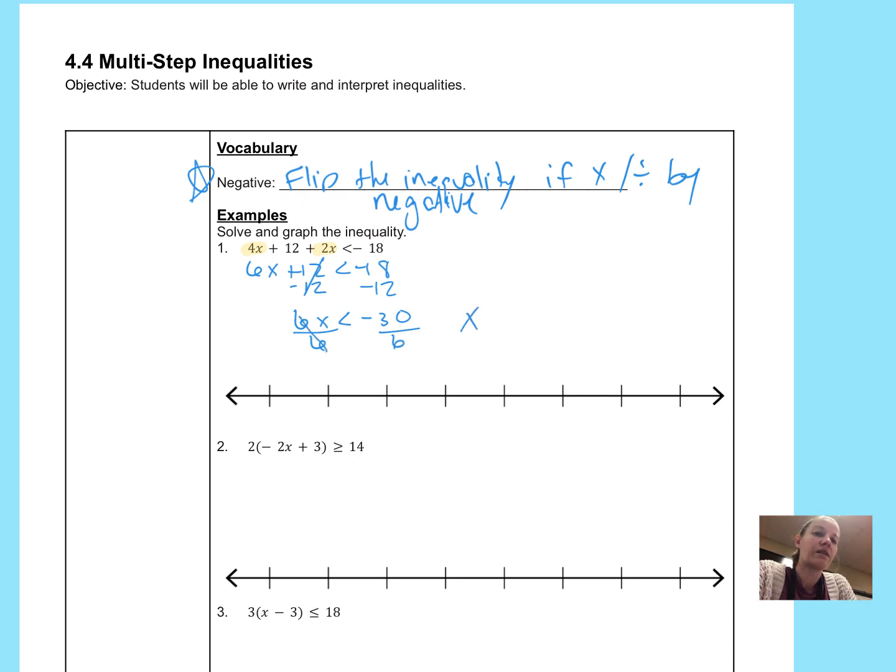X is going to stay less than, because yes, I'm dividing, but I'm dividing by a positive 6, so the sign stays the same. And then negative 30 divided by 6 is negative 5. Again, let's go ahead and put that number in the middle. I don't have to fill in those. You can if you want to. I need to have an open circle, because it does not have the equal to part. And I want values that are less than negative 5. Values to the left will be less than or smaller than negative 5.